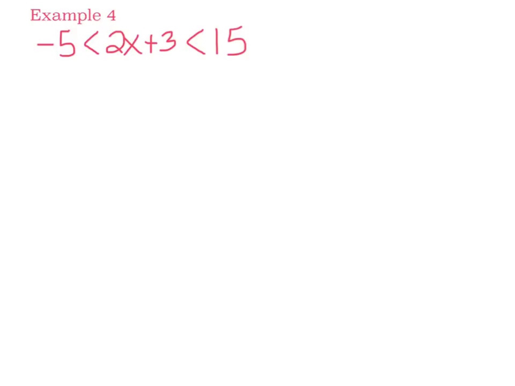Our next example says negative 5 is less than 2x plus 3 is less than 15 for all reals. So this is a compound inequality, and when you have a compound inequality, we need to make sure that we're treating it like it's an equal sign here and here. Whatever we do to the inner part of the inequality, we have to do to both outer parts. So we're going to take away 3. And when I say from both sides, I really mean from all 3 sides, because you're going to have to take it away on this side, and you're also going to have to take it away on this side.